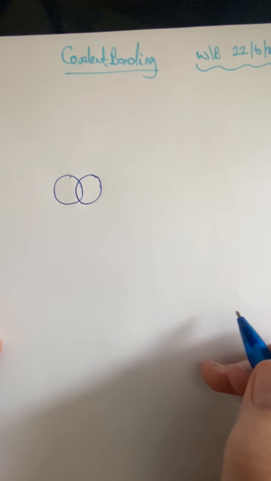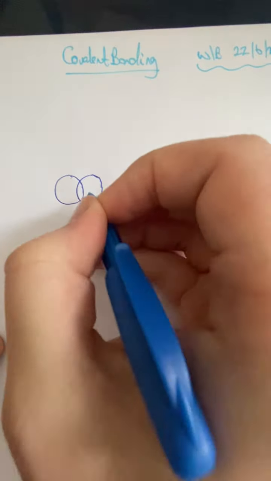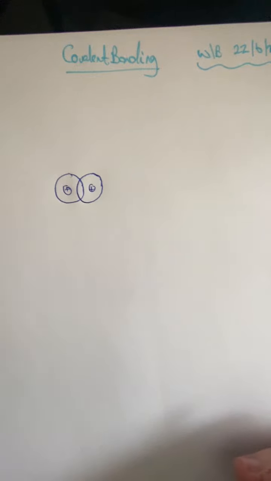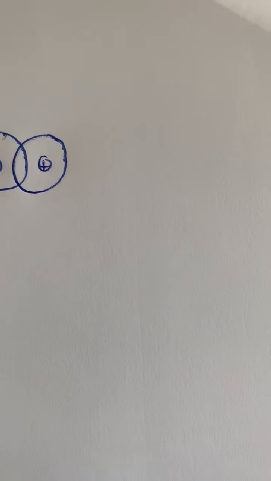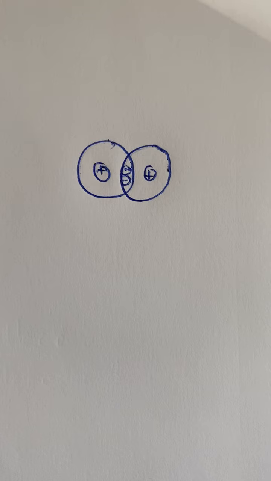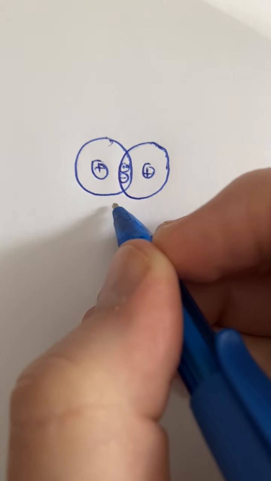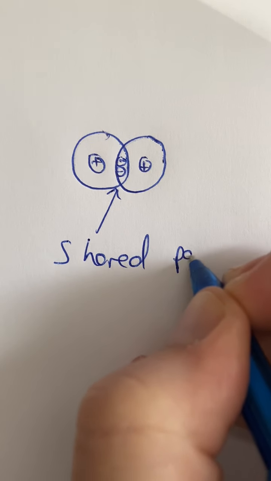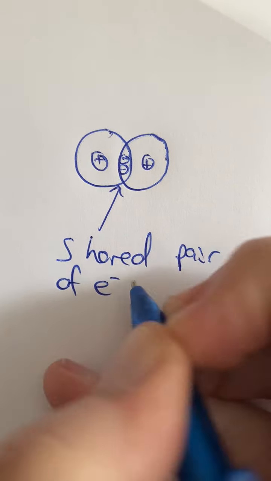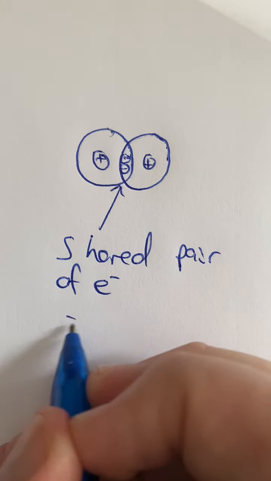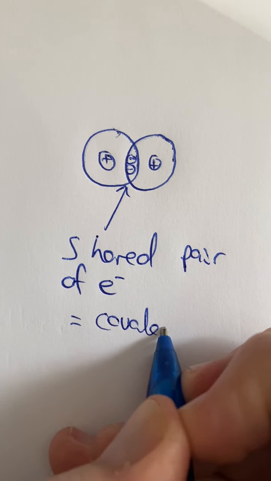Okay, so this is how covalent bonding usually looks. We have the positive nuclei, and we have electrons in the middle. E minus is just the same as electrons. When you've got a shared pair of electrons here, this means you have a covalent bond.